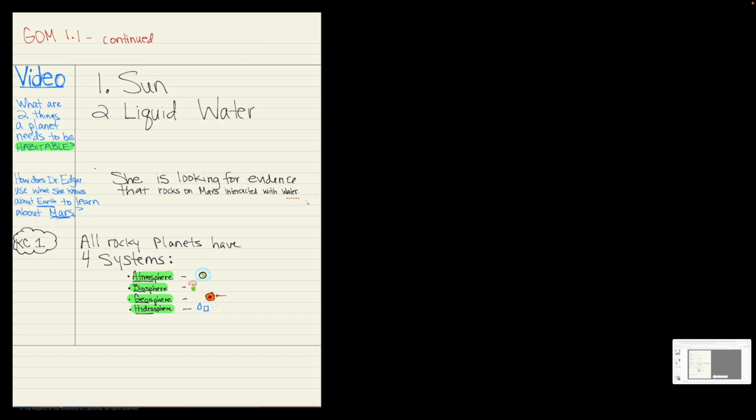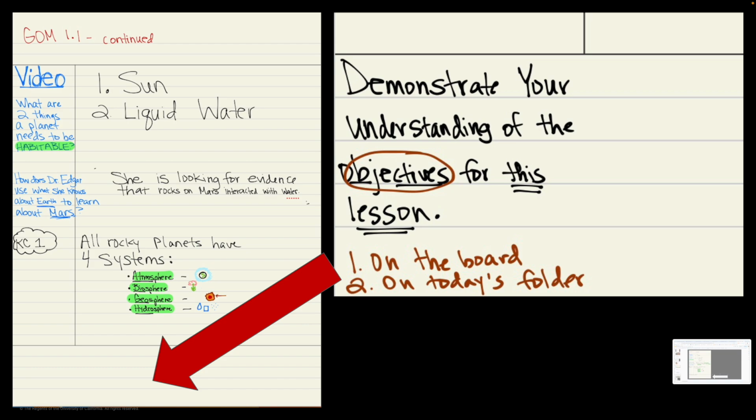So it's the page wherever you had your KC1. That was the last little section of the notes for 1.1. So you've got that space down below, that's the horizontal space. That's where you're going to put the answers to the objectives that we've had for this unit. Okay? In that space, you're going to demonstrate your understanding of the objectives for this lesson.